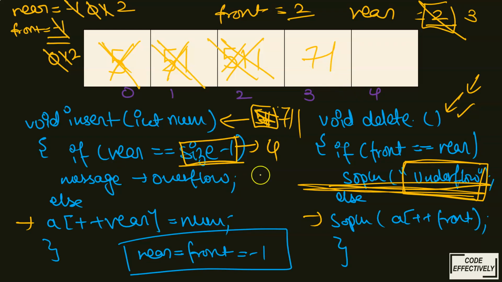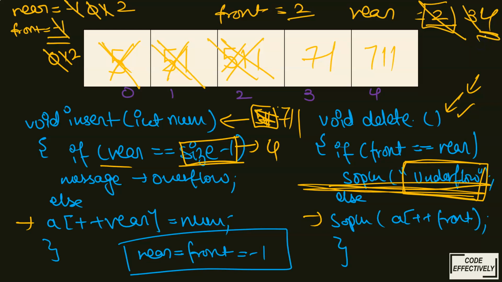Okay, now this will check. What is the value? Now it will first go to the rear. When the value of rear is 3, it will check: is 3 equal to size minus 1? No, 3 is not equal to 4. Now rear plus plus. What will the value of rear be? It will be 4, and 711 will be entered.